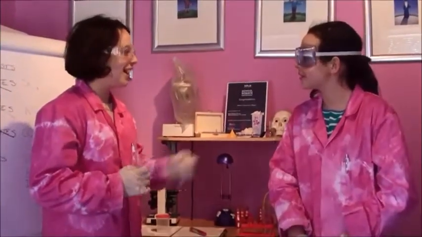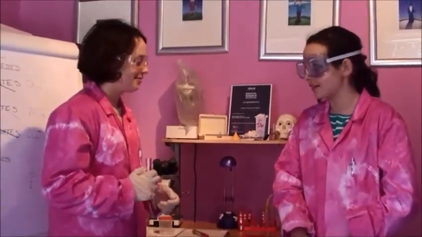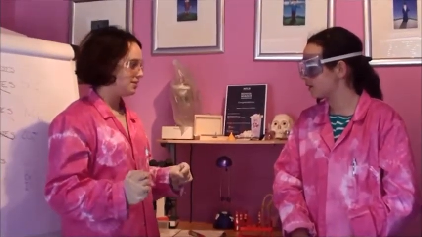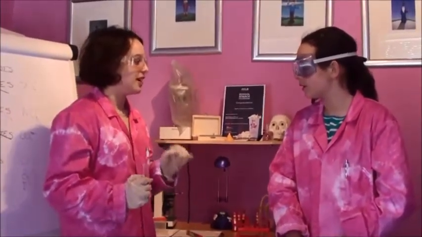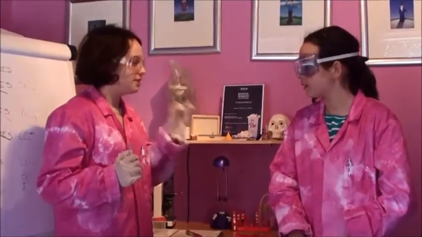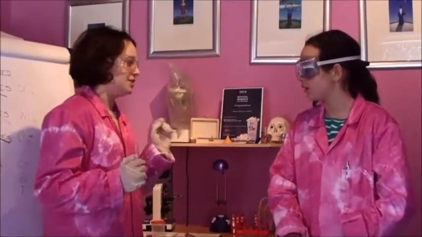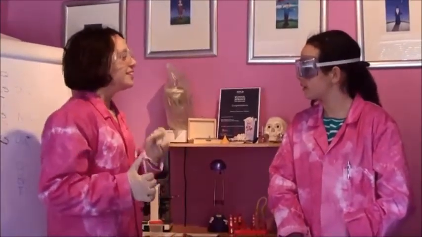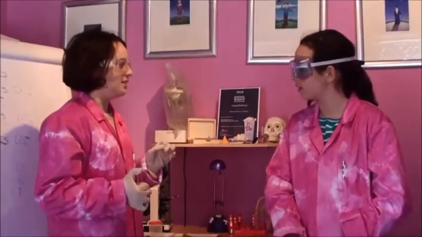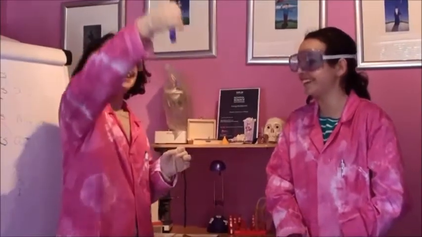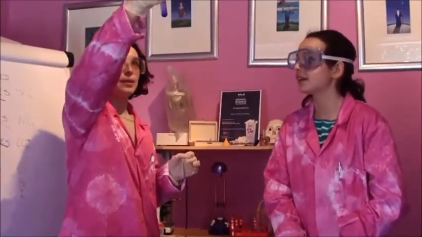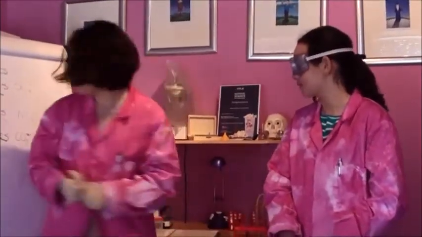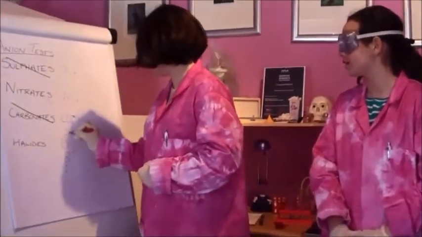What's left? The halide test. What's that? Well, you take a small sample of the aqueous substance and add an equal volume of nitric acid. Then you add 3 drops of silver nitrate and you take note of what colour it is. Look, it's white. You then look at it in sunlight and note what colour it is again. Look, the substance turns purple-grey in sunlight. What does that mean? That means we have a chloride.